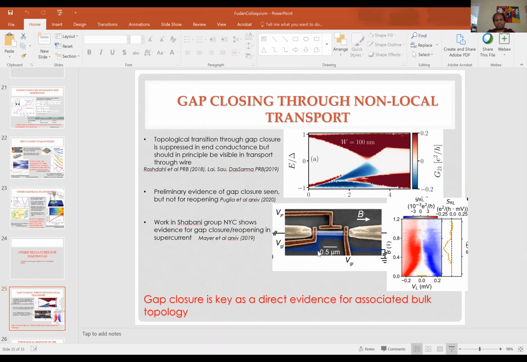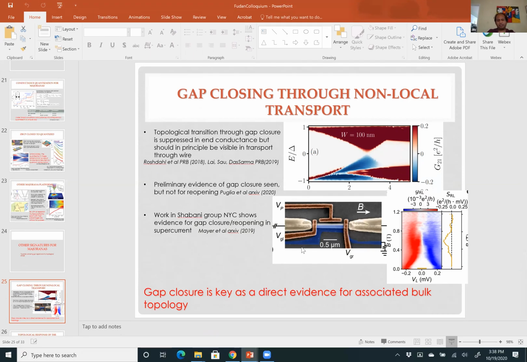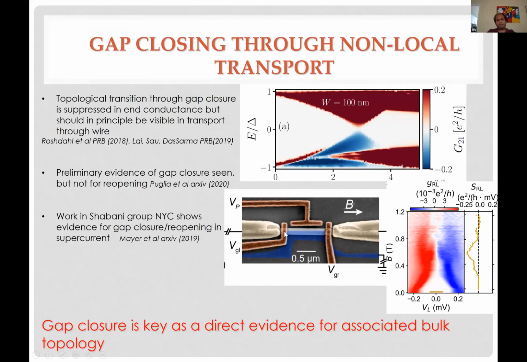So again, this is the nonlinear three terminal setup that I'm showing. This is actually the experimental data that shows some kind of a gap closing. Now I suggested thermal conductance. That actually has a much better signature, but thermal conductance is hard.